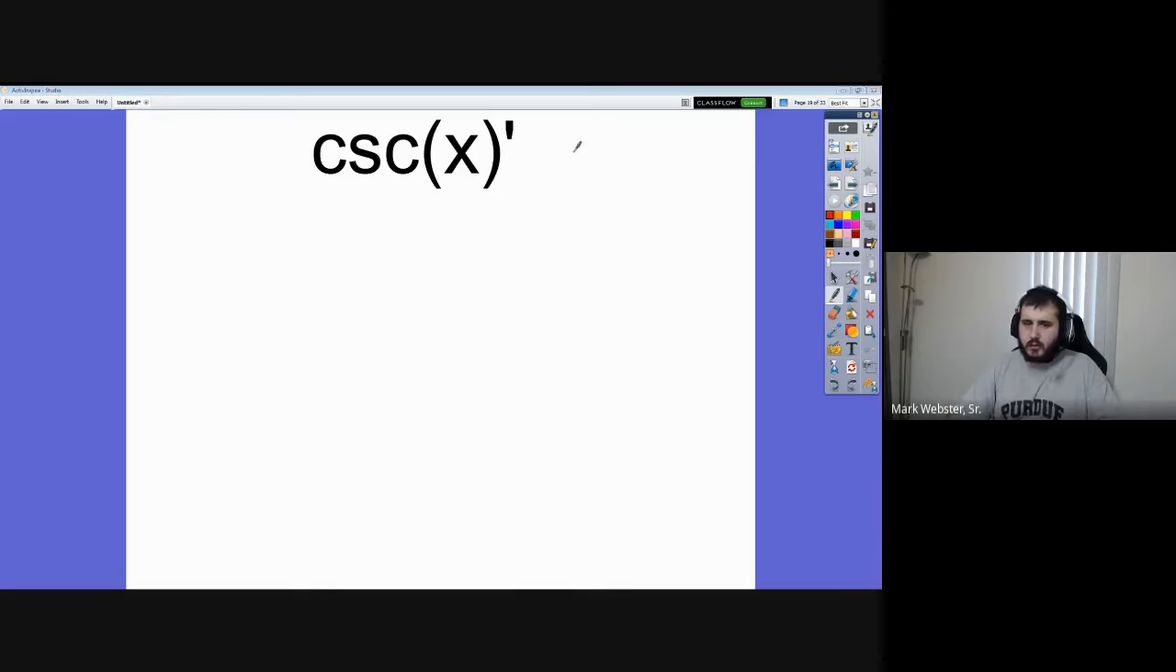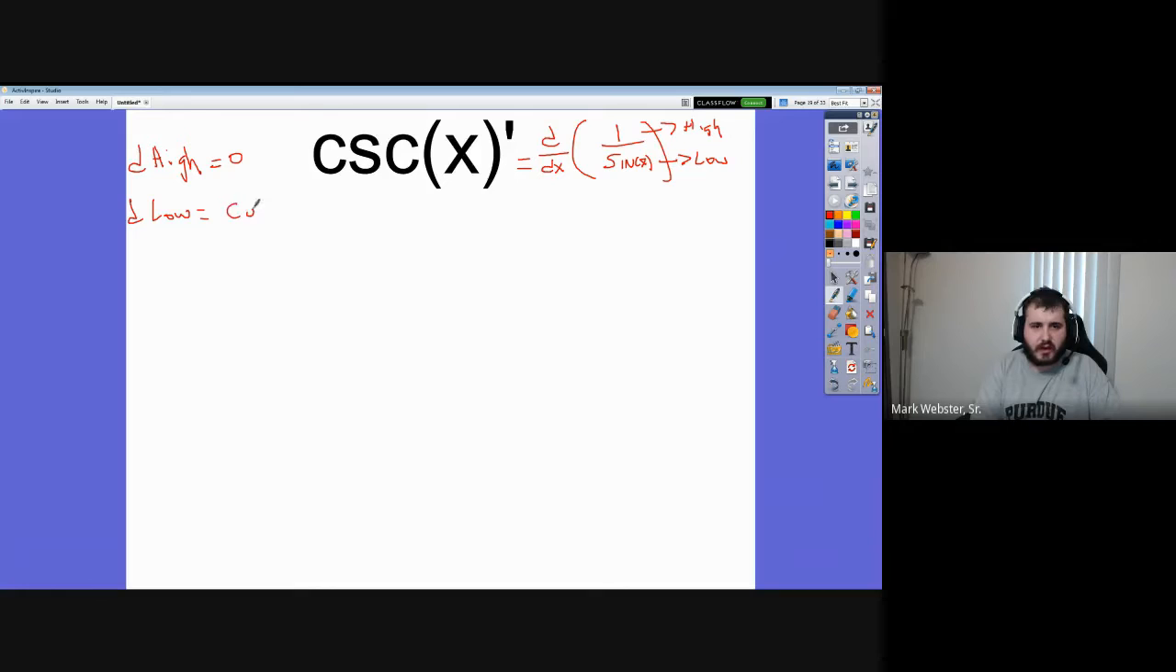As you're going through, it's going to be the same idea, right? Cosecant is 1 over sine. And if I'm going to take the derivative, I'm going to do the same thing. Here's my high. Here's my low. Now I've got to do my d high, which once again is 0. I've got to do my d low, which once again, the derivative of sine is cosine.